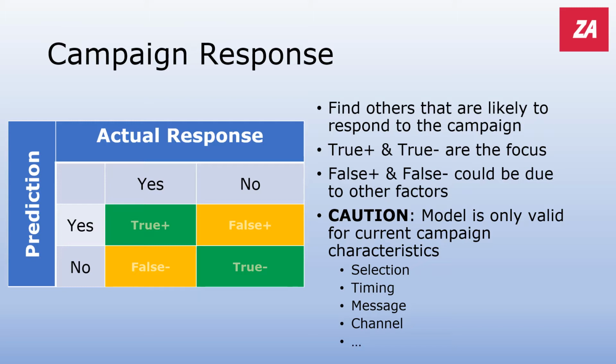So the evaluation is on the true positives and the true negatives, but the false positives and the false negatives may need additional work. You need to have a big caution here that the model is only valid for the current campaign characteristics. So on your selection, you may have pre-selected, your timing is of importance, the message may be important, the channel. So the false positives might also be open for other types of offers or other types of campaigns, as would be the true negatives. You're not throwing them out, you're just refocusing this campaign, but you might want to look at other types of campaigns for the other ones.